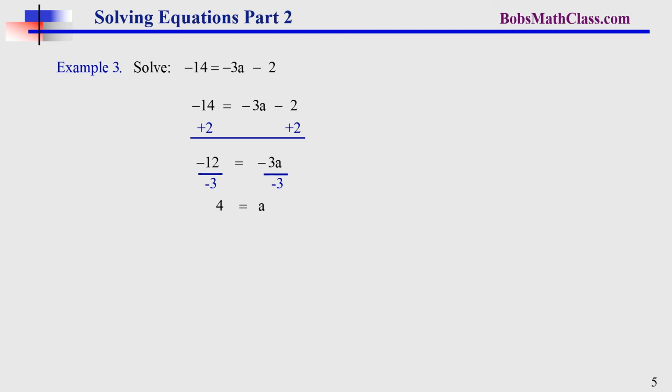Okay, so here's our answer. 4 equals a. That does look kind of weird, right? We want to rewrite it with the a first. So a equals 4. And that is called the symmetric property. If a equals b, then b equals a.